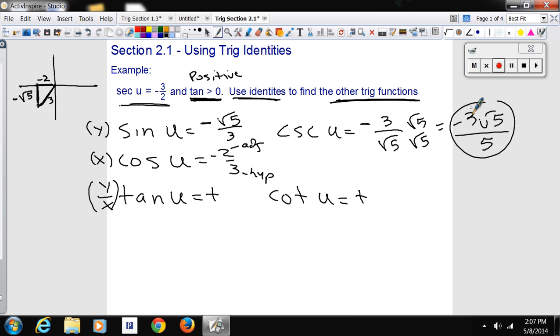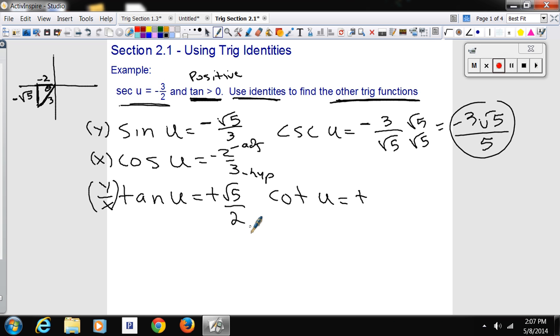What about tangents? What's tangent stand for in trig here? TOA, right? TOA, opposite over adjacent. So here's my angle up here. What's my opposite to that angle? Negative radical 5. What's my adjacent? Negative 2. Negative over negative is a positive. So you got radical 5 over 2 positive.